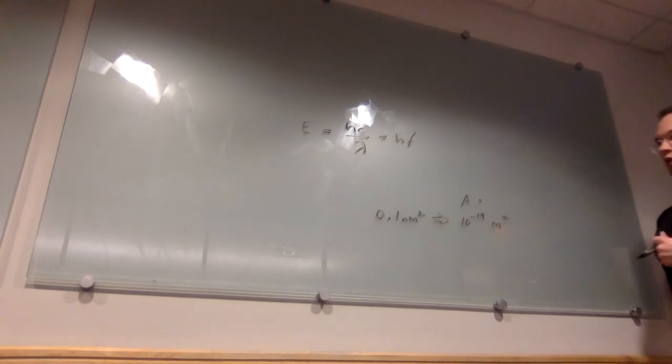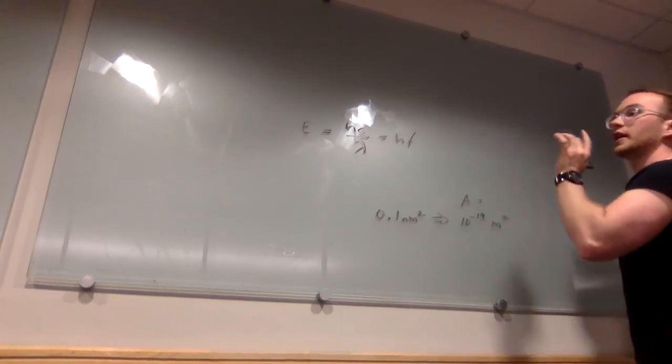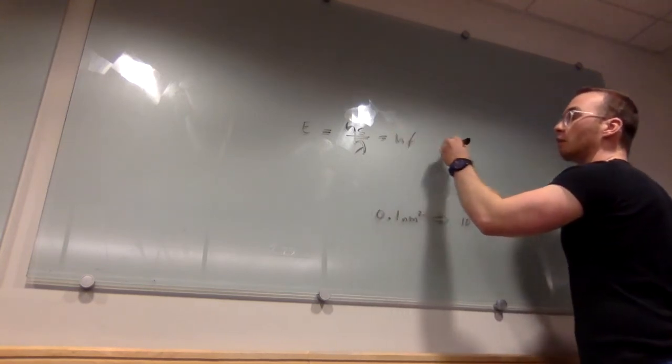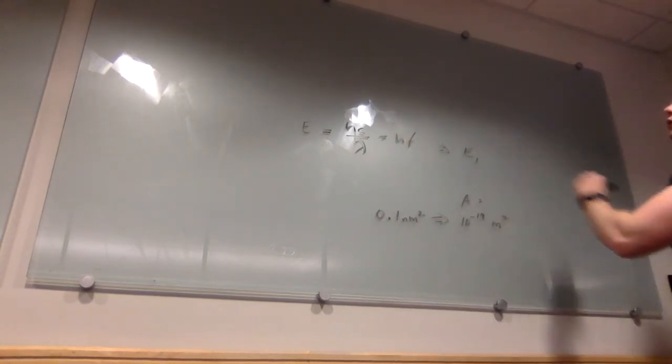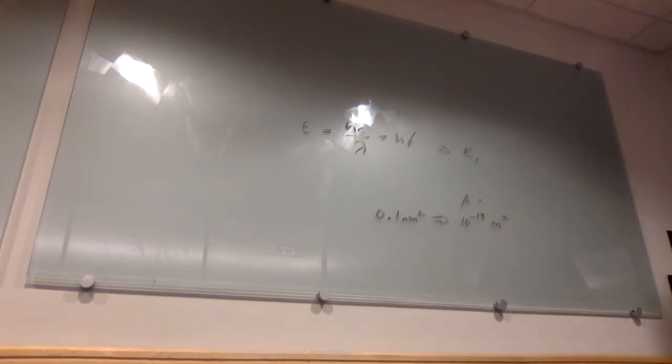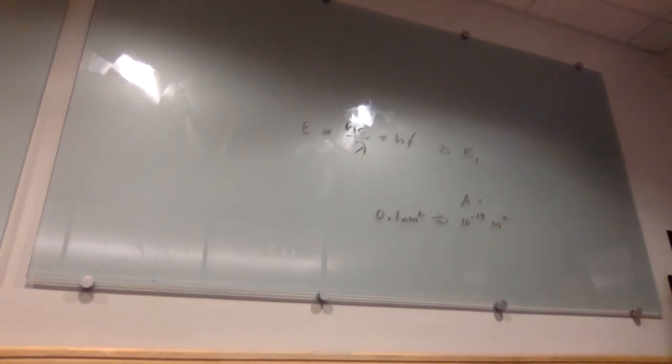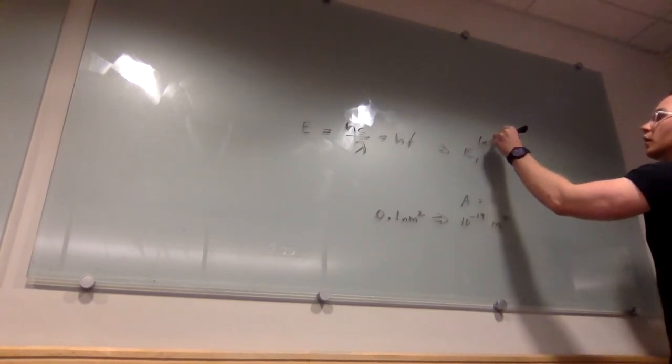Now, we're given lambda of one photon, 500 nanometers, and from that we can get E of one photon. I'll call it E1. So this is a number. It's in joules, or it can be in anything. Let me put it in electron volts. Okay, so it's in electron volts.